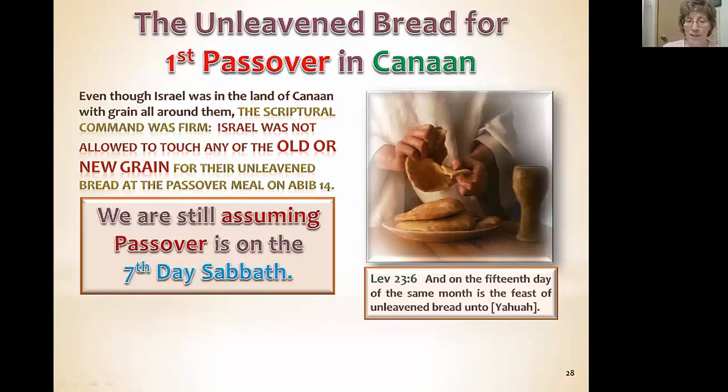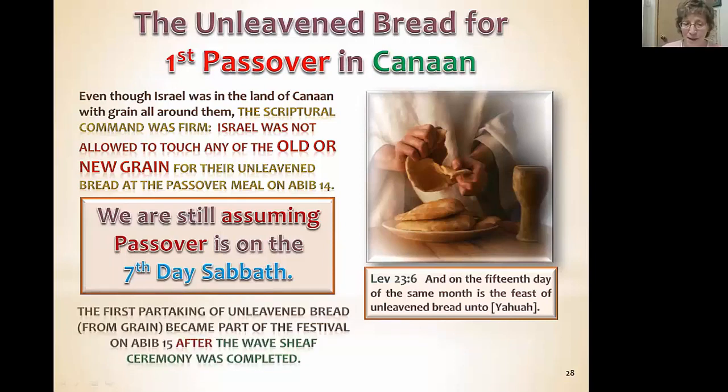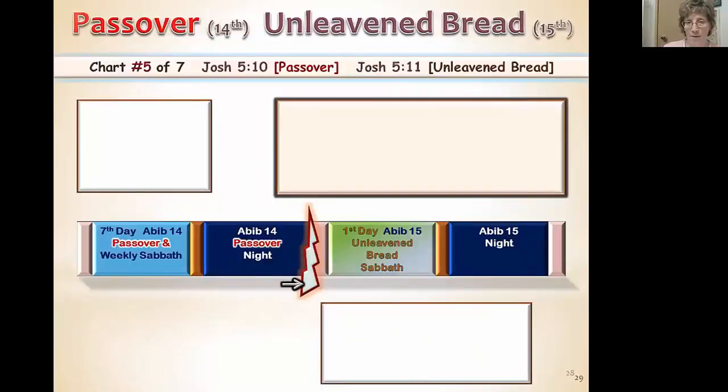And remember, we're still assuming that Passover is on the seventh day Sabbath. So the first partaking of unleavened bread that came from grain became part of the festival on Abib 15 after the wave sheaf ceremony was completed. We've done some work in that area already. So let's go ahead and place the first Sabbath of unleavened bread onto our chart on the next slide. It'll be on Abib 15. So we have Passover on the 14th, and we have unleavened bread on the 15th, just like the scripture said.